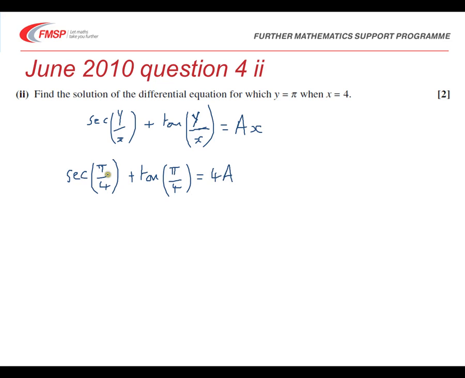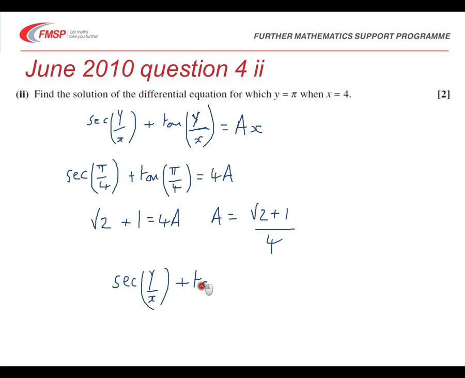I should now be able to solve this for a. Cos pi over 4, 45 degrees. Cos 45 degrees is 1 over root 2. 1 over root 2 is root 2. Tan 45 degrees is 1. So this equals 4a. So a is root 2 plus 1 over 4. And my solution is therefore sec y over x plus tan y over x is equal to root 2 plus 1 over 4x.